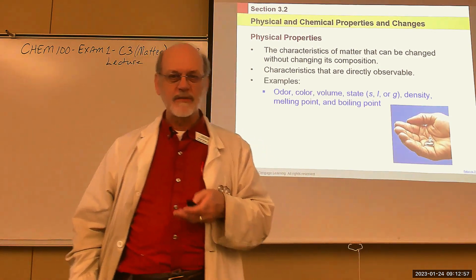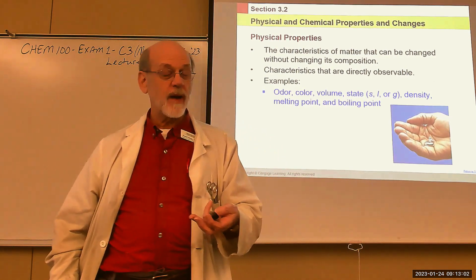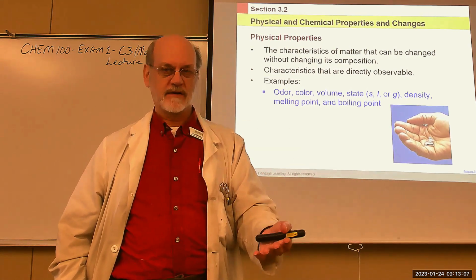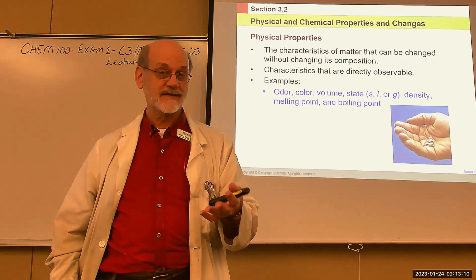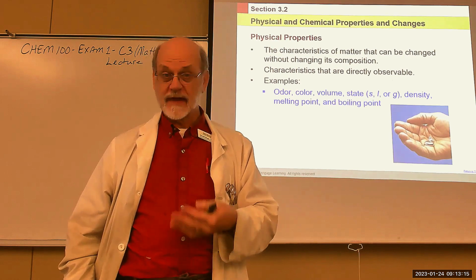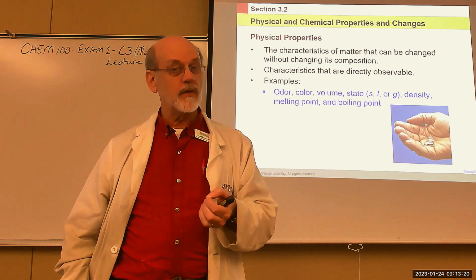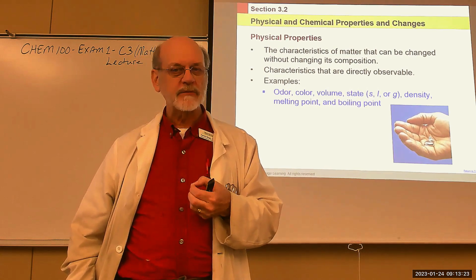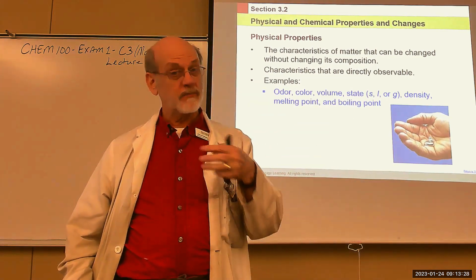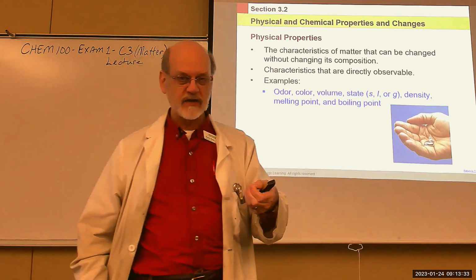Some other examples. We mentioned color, we mentioned volume, states of matter. Density is a physical property. Mass per unit volume, so many grams per cubic centimeter, is an expression of density. Melting point, boiling point, those are physical properties. Some of them don't change no matter what we do to them. Melting point won't change with air pressure. Boiling point will change with air pressure, but the substance identity does not change.